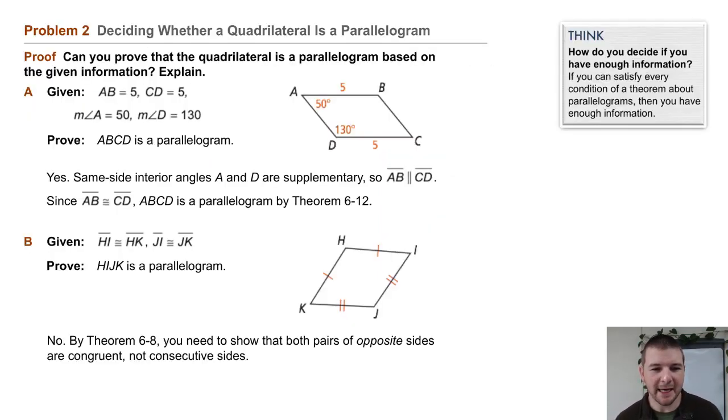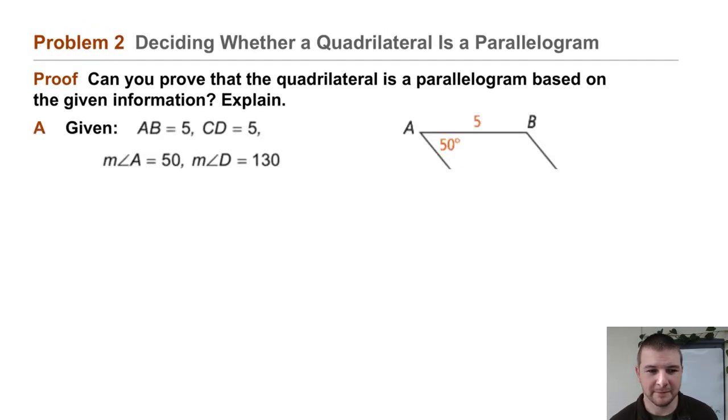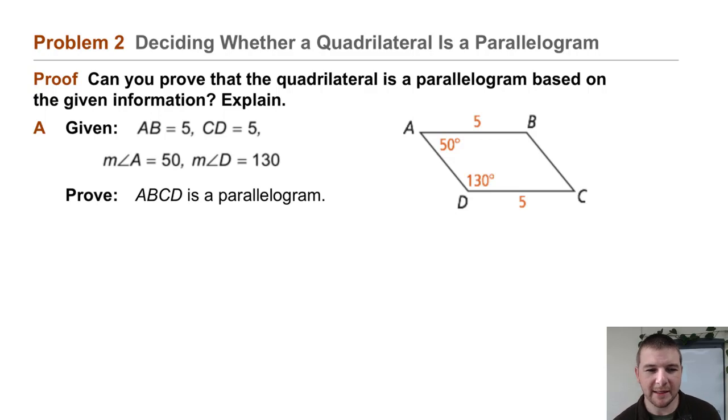Problem 2. Deciding whether a quadrilateral is a parallelogram. Can you prove that the quadrilateral is a parallelogram based on the given information? Explain. A, we're given that the length AB is 5, the length CD also 5, the measure of angle A equals 50, and the measure of angle D equals 130. We're asked to prove quadrilateral ABCD is a parallelogram. So consider whether or not that can be proven.